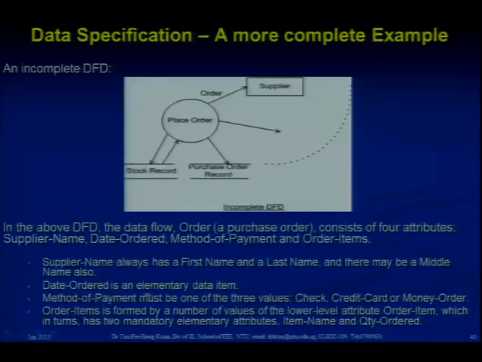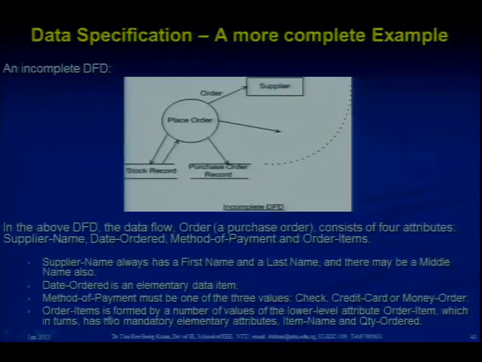Okay. Method of payment must be one of the 3 values. That means there are 3 ways to pay the supplier: either through check, credit card, or money order. These are the 3 options, 3 ways to pay the supplier. So must pay through one of these methods.